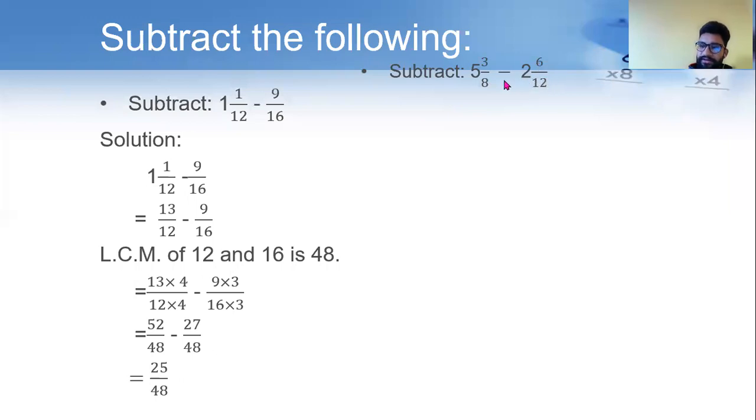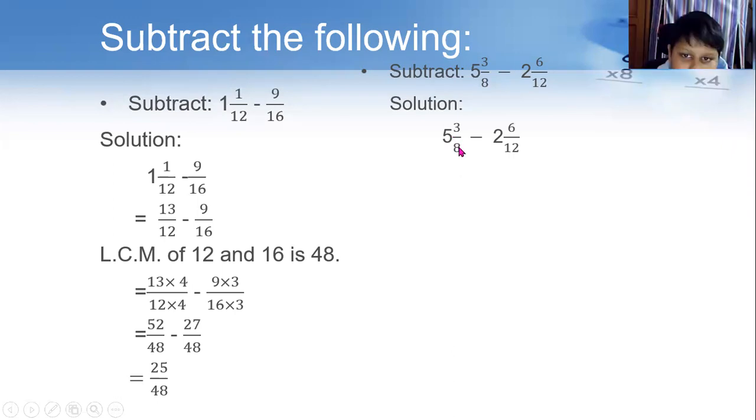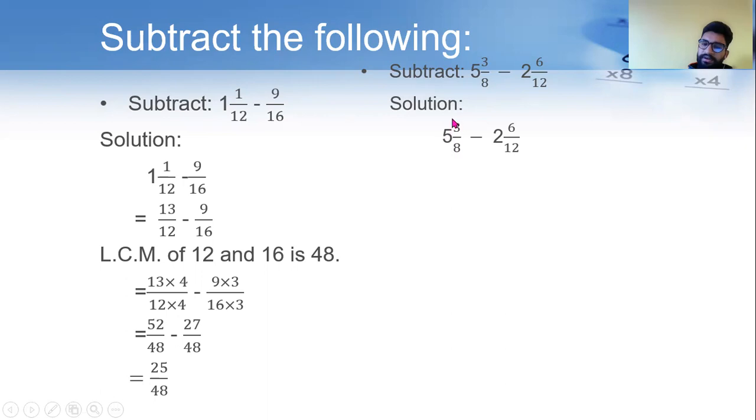So what is the improper fraction for this first fraction, 5 whole 3 by 8? 43 by 8 and 30 by 12. Good. 8 5s are 40, 40 plus 3 is 43 by 8. And the next one is 12 2s are 24, 24 plus 6 is 30. Anyone confused? Now find the LCM.